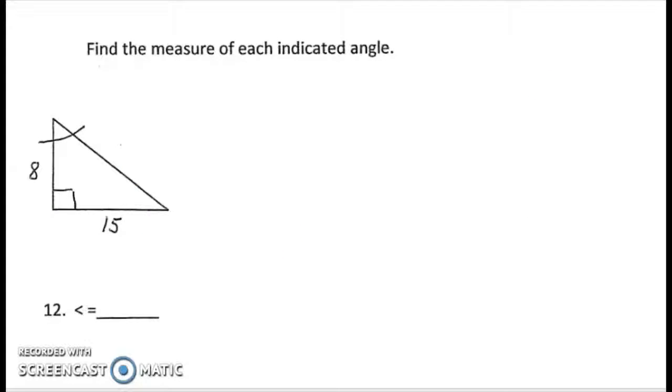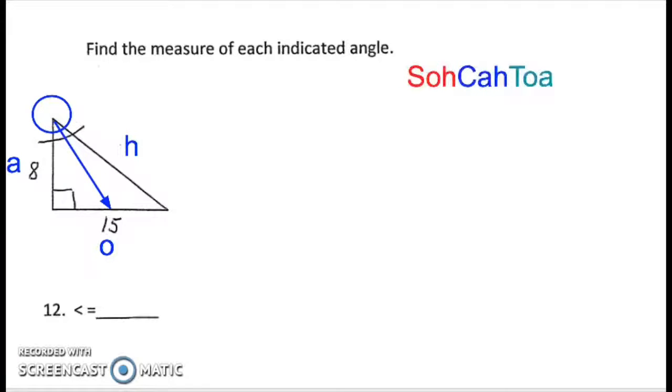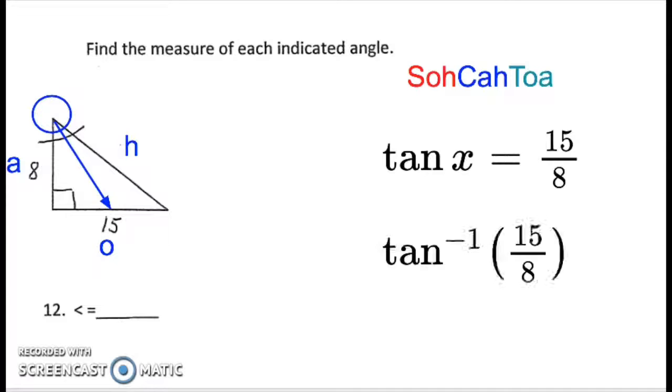Okay, number 12, it is asking you to find the measure of each indicated angle. So we're looking for this angle here, so let's circle that. Now we draw an arrow across to the other side. That side is opposite. The side across from the 90-degree angle is the hypotenuse, and the third side next to the angle here is adjacent. So using SOHCAHTOA, the two sides we're given is O and A, so that's going to be tangent. So tangent of x equals 15 over 8. You have to do second tangent to find the angle. So second tangent, 15 over 8, gives you 61.9 degrees. And that is the answer for number 12.